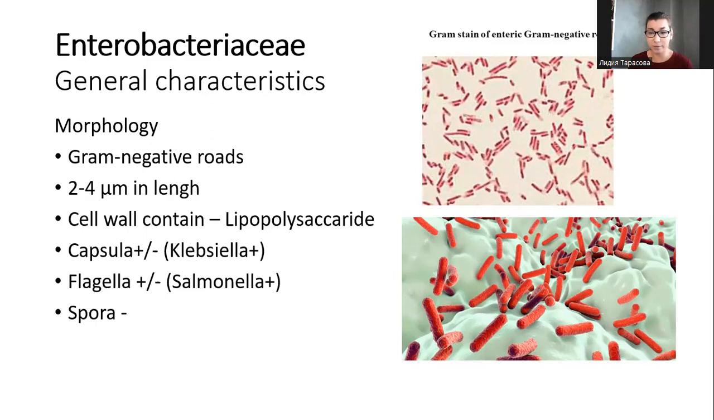You cannot differentiate Salmonella and Shigella by the microscopic method. They are not big, and the cell wall is gram-negative, so it consists of lipopolysaccharide. You know that lipopolysaccharide is a part of the cell wall which contains endotoxin. Some bacteria from this family can have a capsule and flagella, but none can form spores.